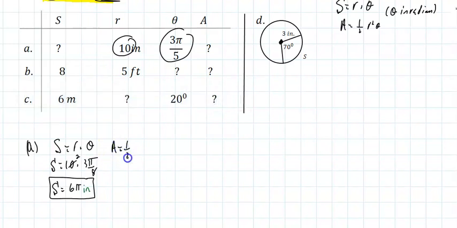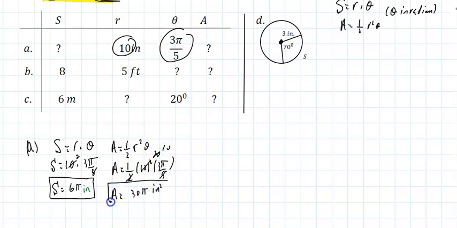And what is the area? Area equals 1/2 r squared theta. Area would be 1/2. R is 10 squared. Theta is 3 pi over 5. Area would be, that's 100. 5 divides 100 20 times. 2 divides 20 10 times. That's 30 pi square inches. Any word problem, you would have to write the units at the end.